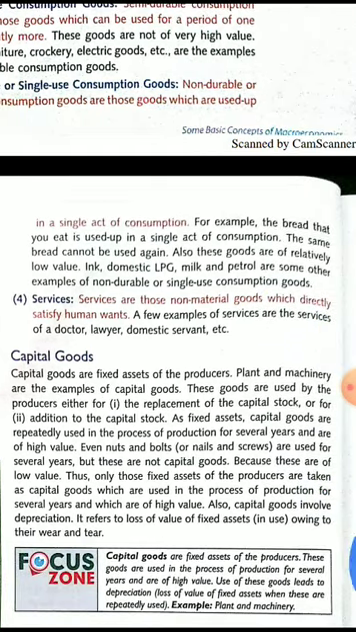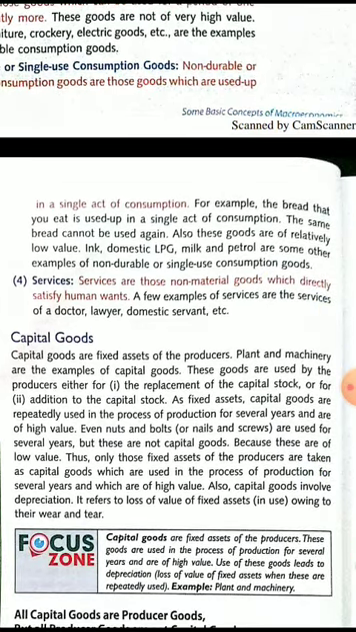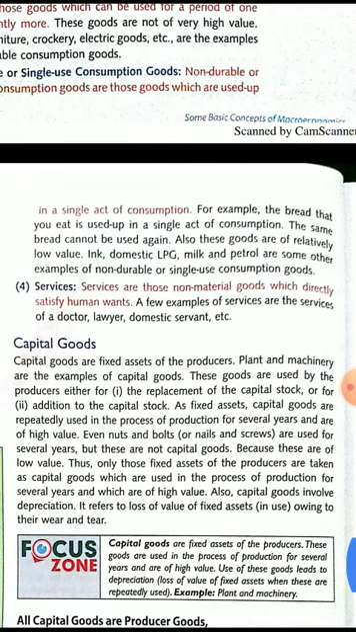The fourth one is services. Services are those which directly satisfy human wants, like if we go to the doctor, the lawyer, domestic servants, or if we go to a restaurant, there we are provided services. So all those are called just services.